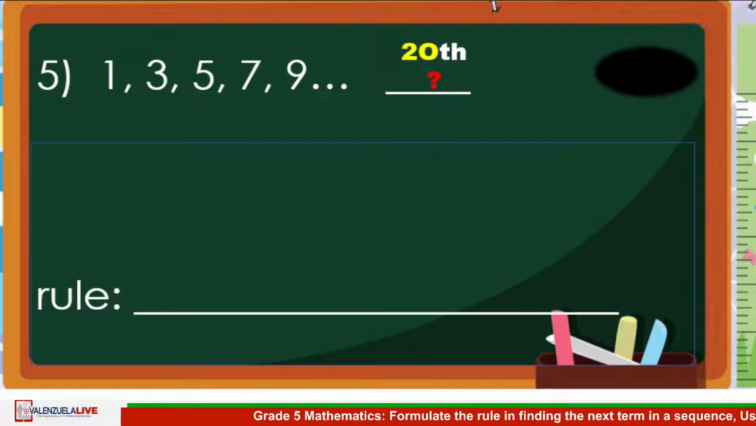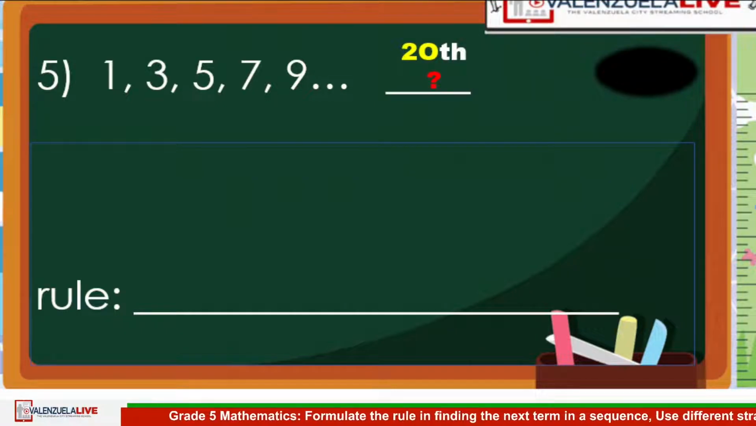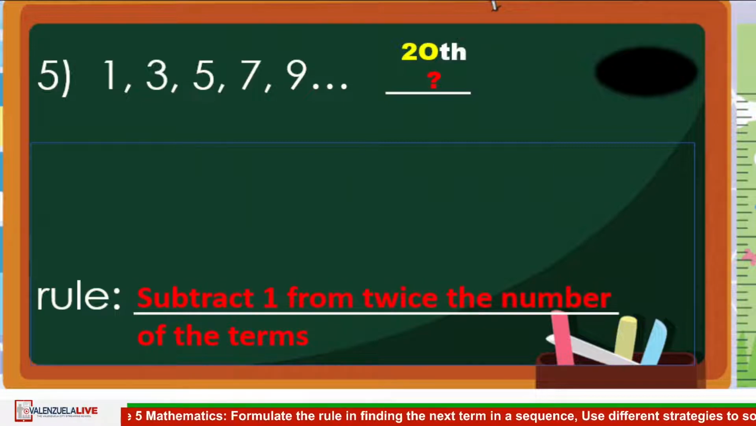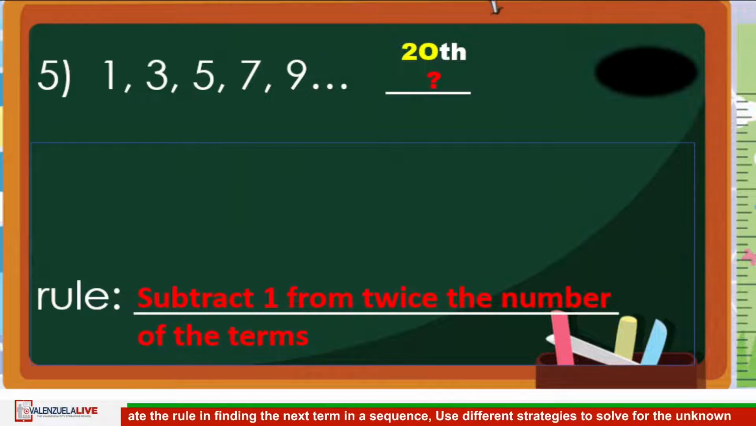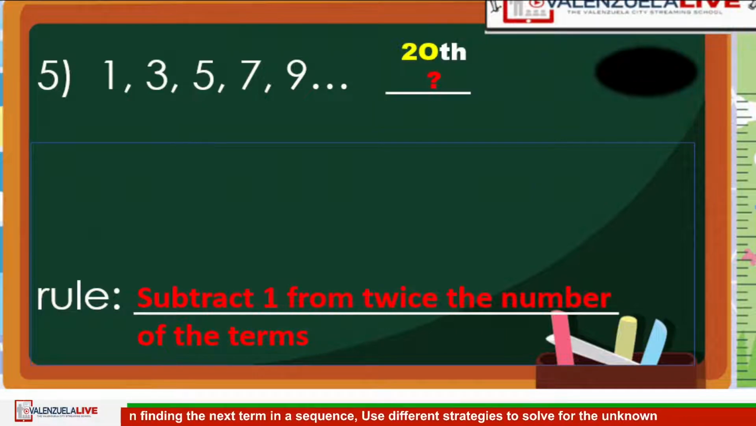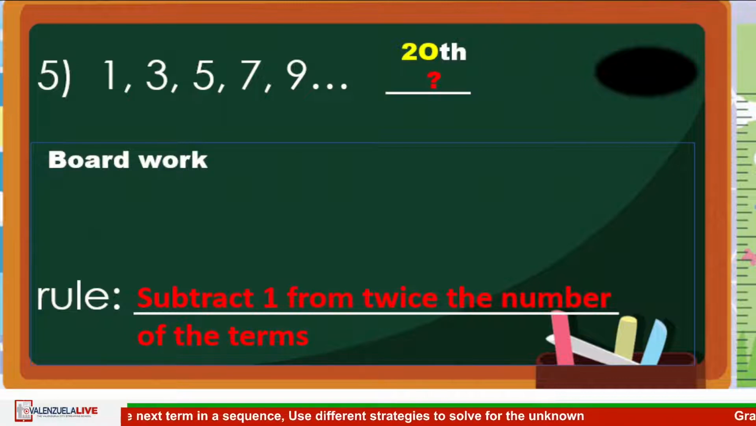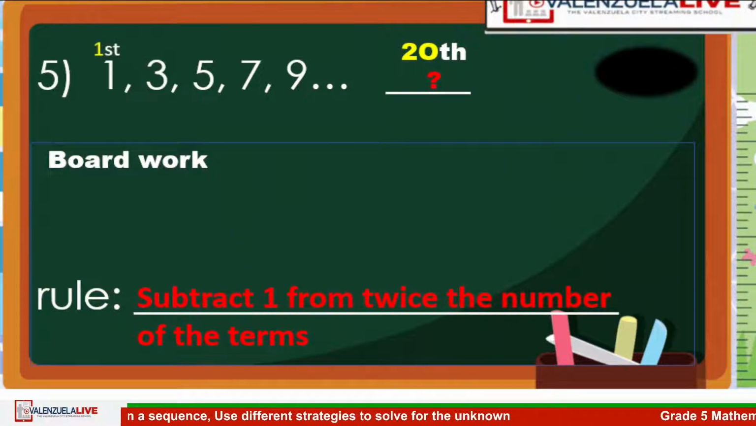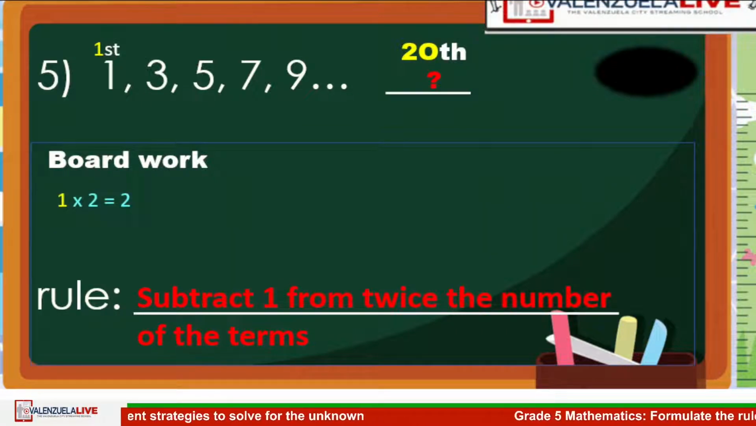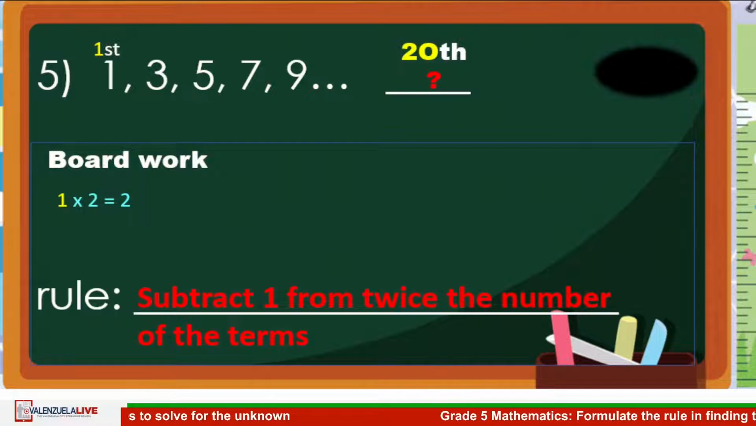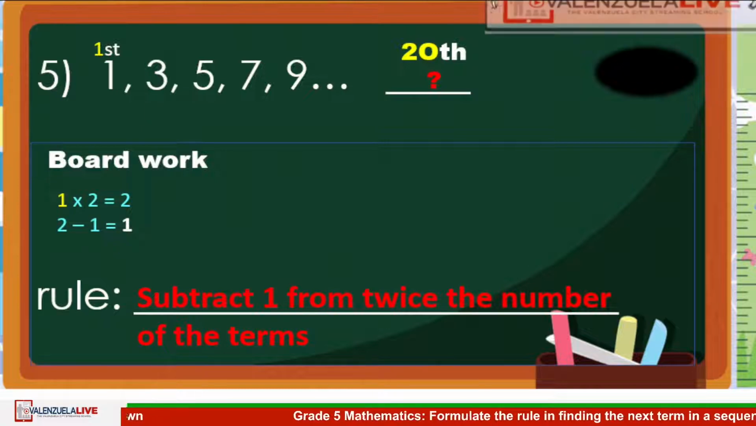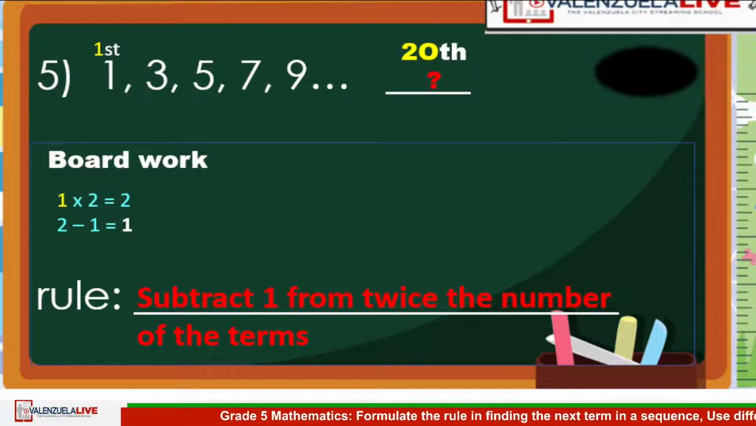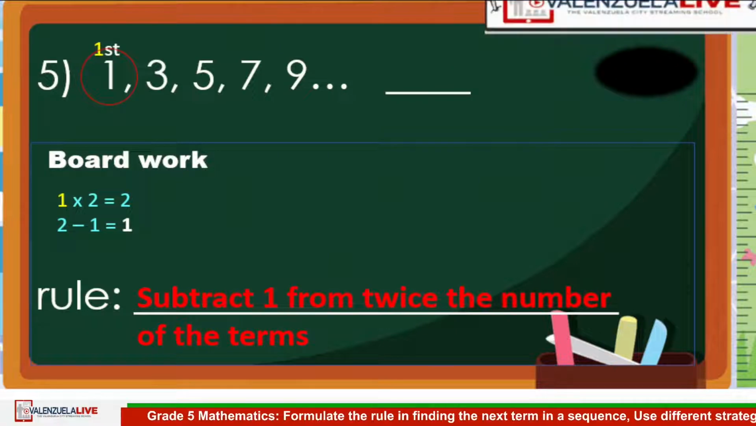All right, time is up. What is our rule? Great. So you have to subtract 1 from twice the number of the terms. Okay, to explain this rule, let's see the solution. Our first term is 1. Then we have to multiply it by 2, and that gives you 2. Then next is 2 minus 1. That gives you 1.